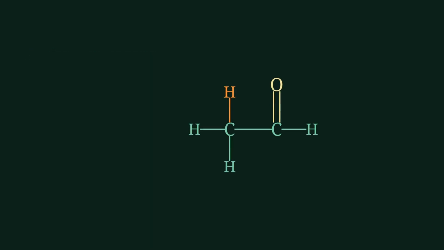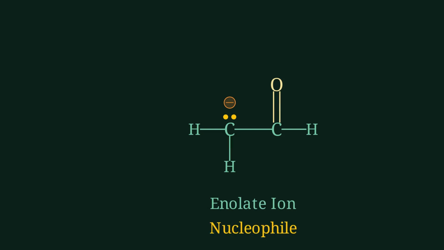Now, watch what happens when the hydroxide ion enters the frame. The hydroxide doesn't attack the carbon atom. Instead, it reaches out and snatches one of those alpha hydrogens. As the hydrogen leaves, it leaves its electrons behind, creating a negatively charged species called an enolate ion. This enolate is our nucleophile. It's hunting for a positive charge to latch onto.